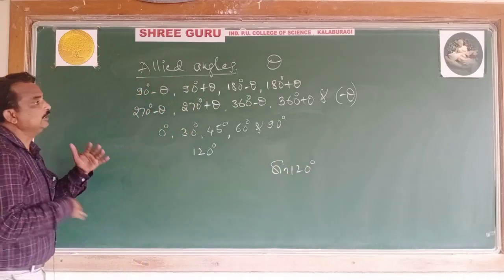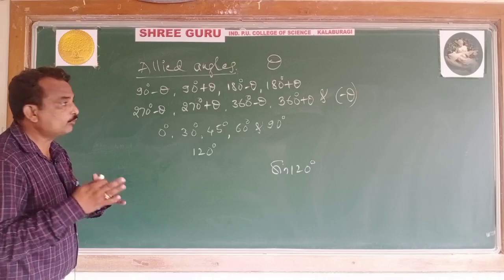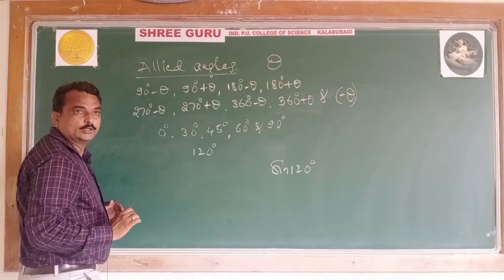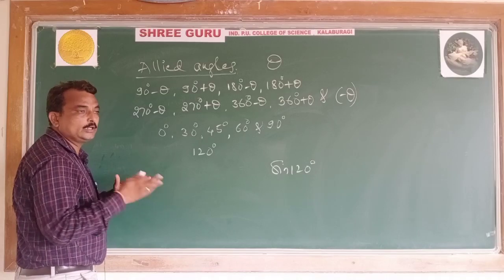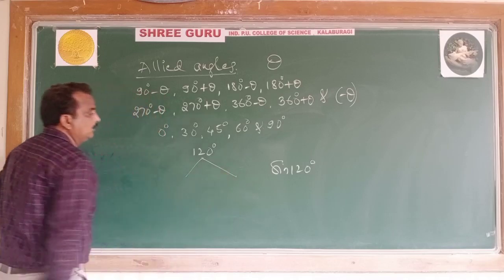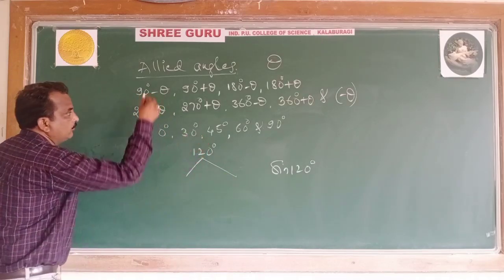Now, students, I think you are understanding the allied angles. Now you have to study all the trigonometric functions of these allied angles. So how to calculate? See, this is 120 degree. How to calculate using this?